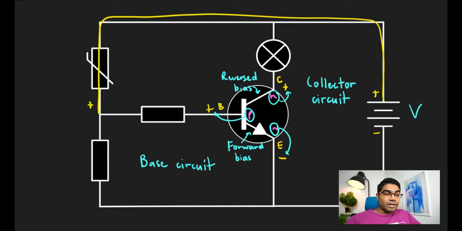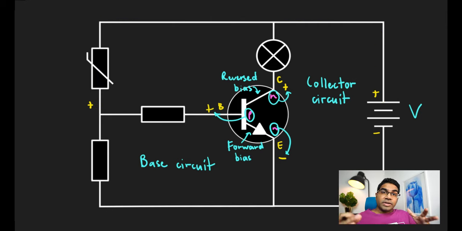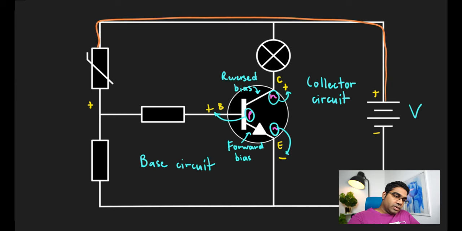Next thing to note is the potential divider. A potential divider is simply two components that are connected in series with each other and to the power source. If we look at this, the power source is connected to these two components in series. And these are two different types of resistors. The resistor at the bottom, let's call this R1. R1 is just a standard resistor.